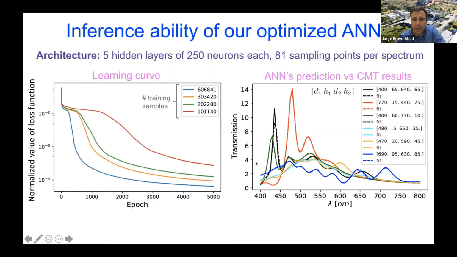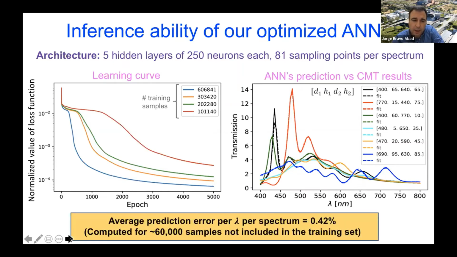And here, I'm showing the transmission as a function of wavelength, the spectra, for some illustrative cases. The comparison between the predictions from a simulation done with this coupling theory I was telling you about, those are the solid lines, and the dashed lines correspond to the predictions from the artificial neural network. This is just a visual representation of a kind of point-over-point agreement between the predictions of the artificial neural network, already trained, and the coupling theory results.